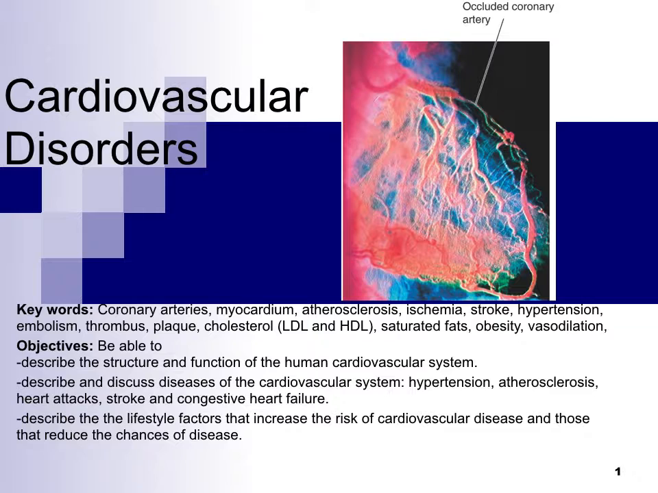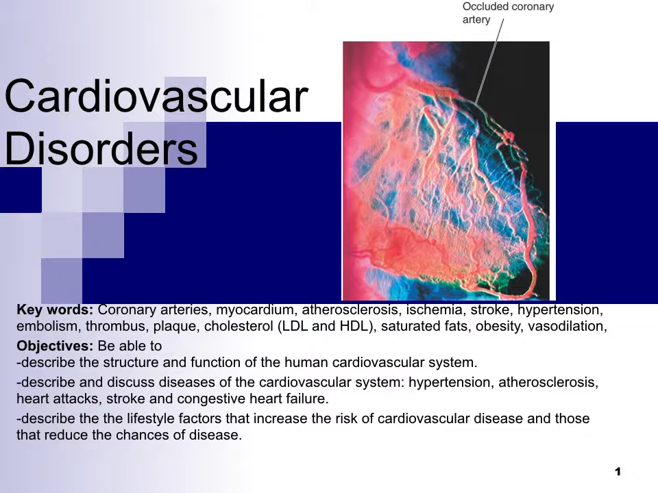And these are the major causes of death for Americans. Probably about half of all deaths are related to these types of causes. There are often several underlying problems here, and one of the good things about this is that there are lifestyle factors that can be modified. So we'll describe the lifestyle factors that increase the risk of cardiovascular disease, as well as those that reduce the chance that you're going to have the disease.